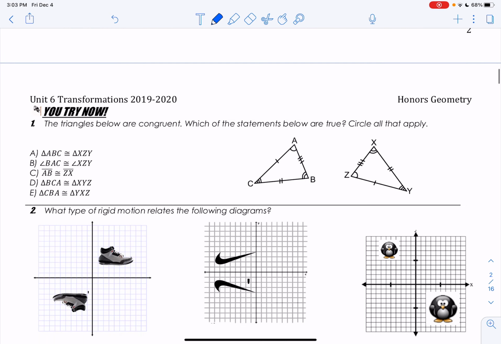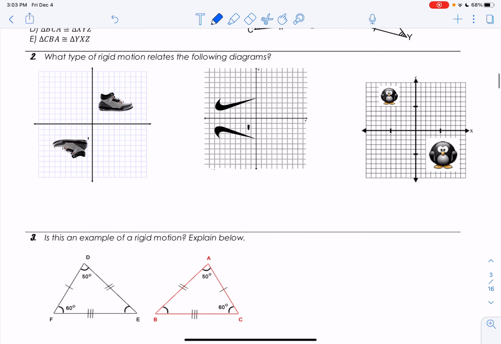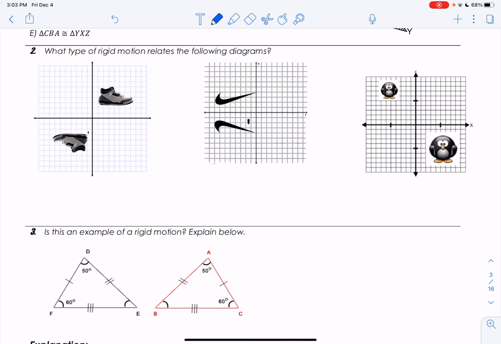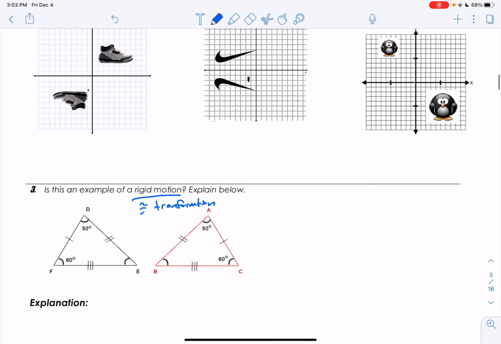So what I want you to do here is, on your own, work on some of these try out problems. Number one is very similar to one we just did. Then 2 and 3 are asking what type of transformation you think this is going to be. And the last one is, do you think this is an example of a rigid motion? Again, remember that a rigid motion is also called a congruence transformation. So if you think this could have been a congruence transformation, tell me so, and then tell me why.